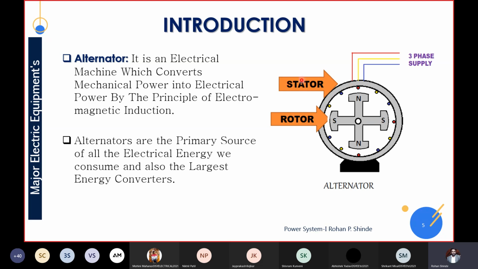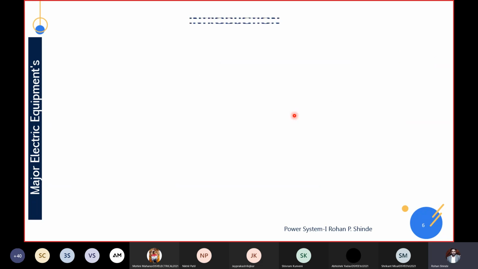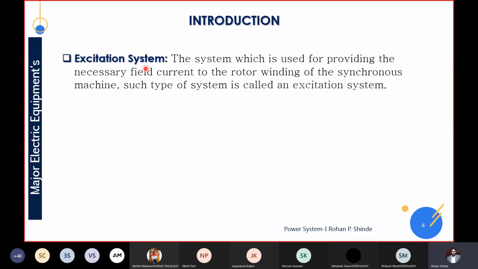Now see here, this stator is having one winding. That winding is the field winding, and this rotor is also having one winding, which is the excitation winding. Field winding is present on the stator and excitation winding is on the rotor. Now this field winding has to be excited, so for that purpose some excitation system will be employed.